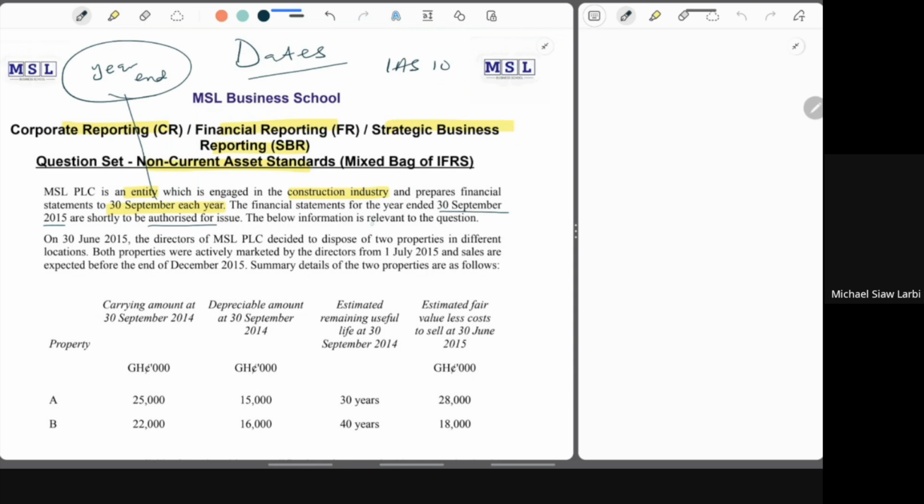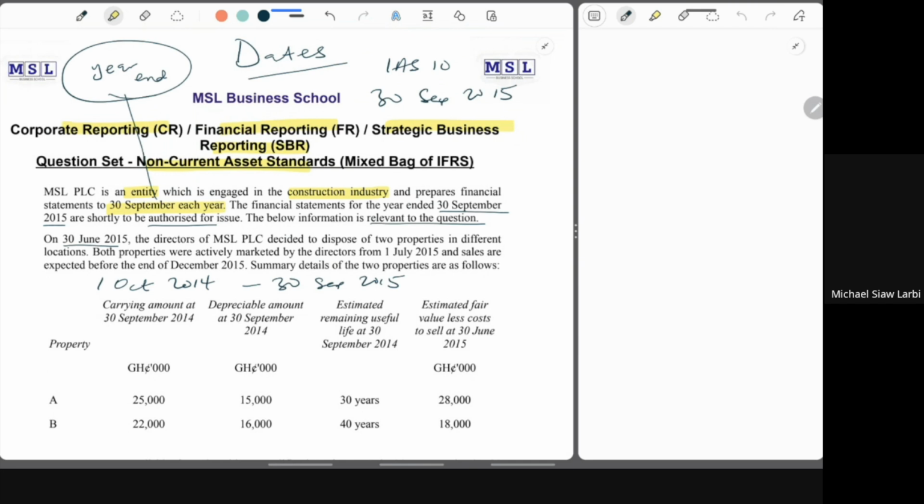The below information is relevant to the question. On 30th June 2015, something happened. Now, we said your year end is 30th September 2015 in this current year. So when will the year typically start? You need to ask yourself, what is a 12-month period? If you look back 1 year, your year will start on the 1st of October 2014 to 30th September 2015. This is a full 12-month period. So this is our full year.